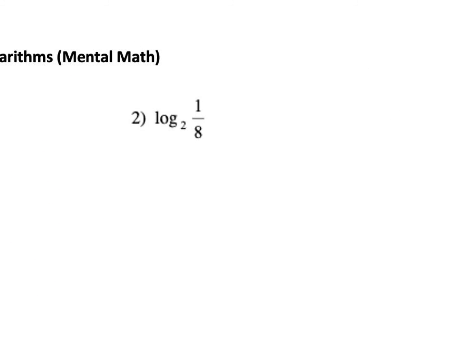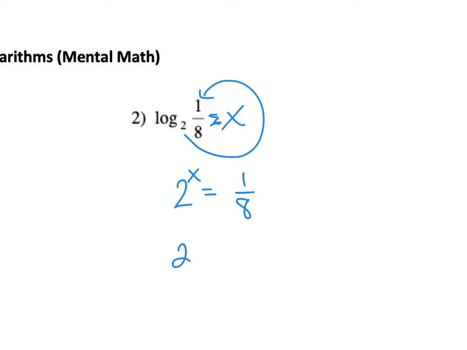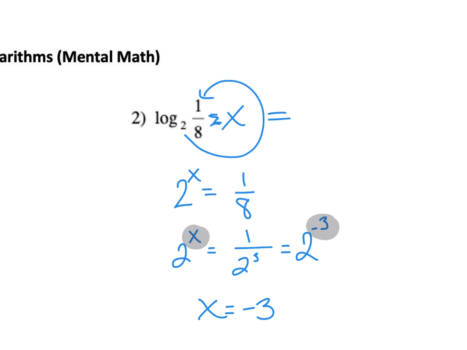And finally, log base 2 of 1/8. What's that equal to? So again, I have an unknown. I'm going to set this equal to x and find my unknown. So 2 to the x is equal to 1/8. I'm going to think about how I could rewrite 8. Well, that would be 2 times 2 times 2, so 2 to the 3rd, which is equal to 2 to the negative 3rd when in the denominator. So what's my conclusion? x would have to equal negative 3. So log base 2 of 1/8 is equal to negative 3.